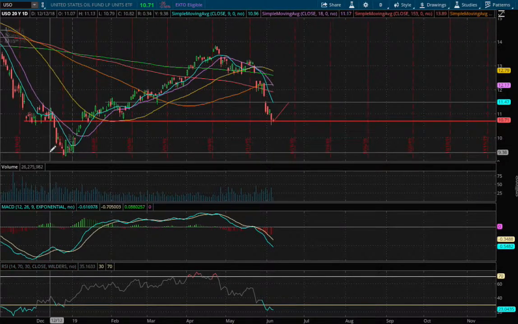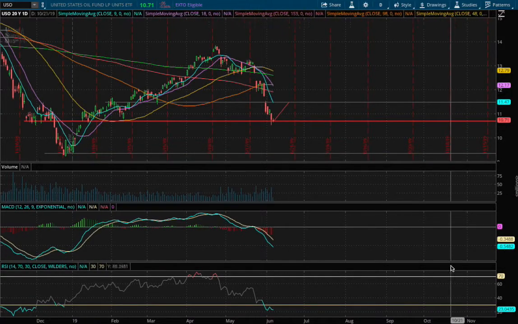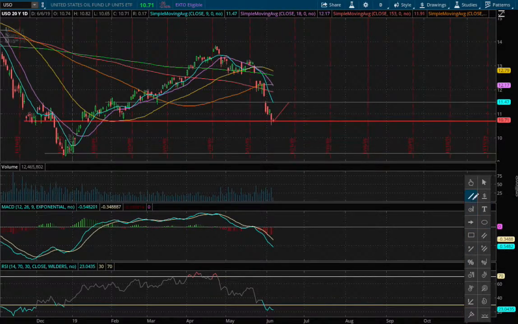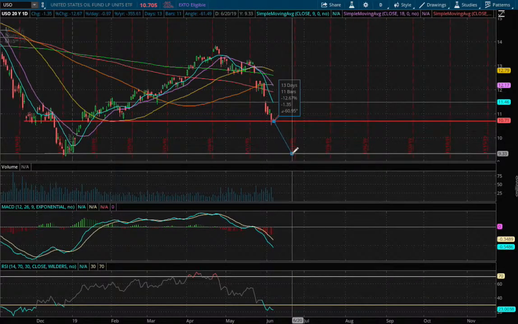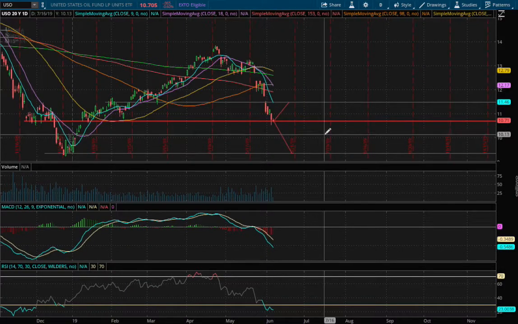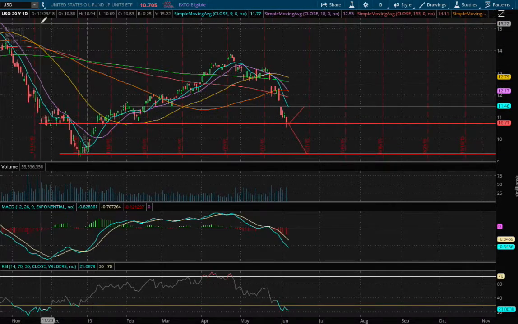where we had the Christmas Day crash, and we could see a drop of possibly 12.5%. It's a possibility. Anything can happen in commodities.